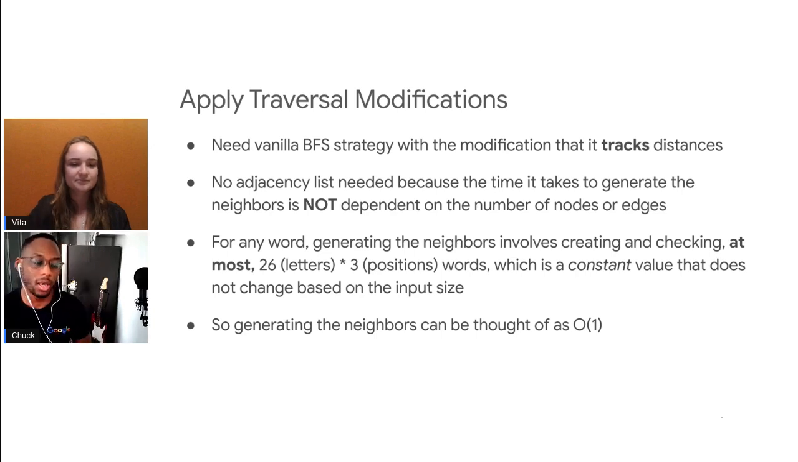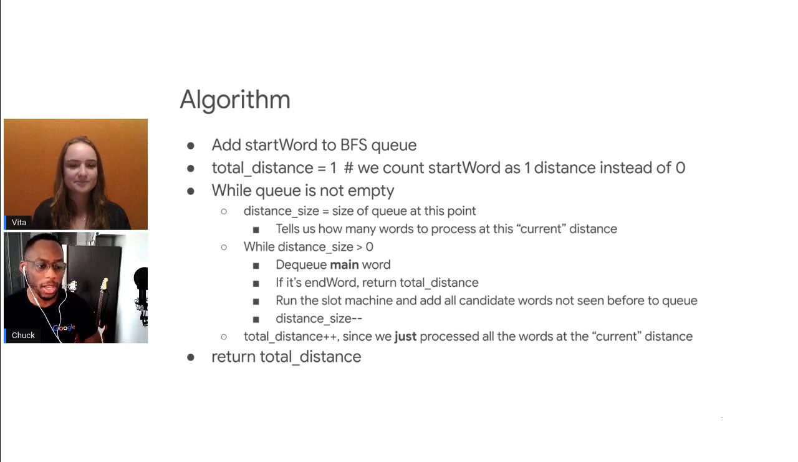Okay, so let's see how this works out. The algorithm starts off as regular BFS. So we add start word to the queue. Our total distance is going to start from 1 this time, right? The first word is going to count as the first transformation. So while the queue is not empty, we're going to go ahead and store the current size of the queue at that time. That tells us how many words are in that current distance, right? So while there are still words in that current distance, we're going to dequeue the word. That word that we dequeue is our main word, the word that's on the slot machine, right?